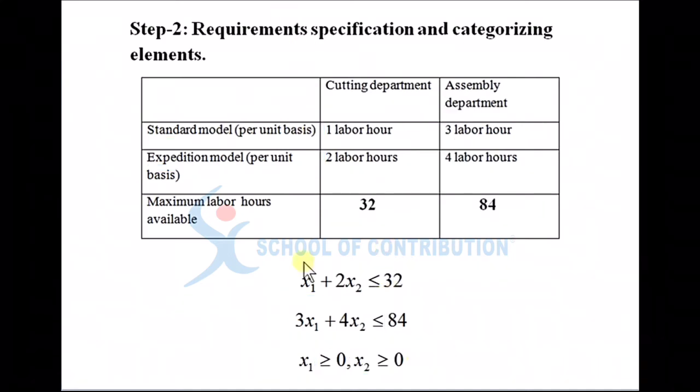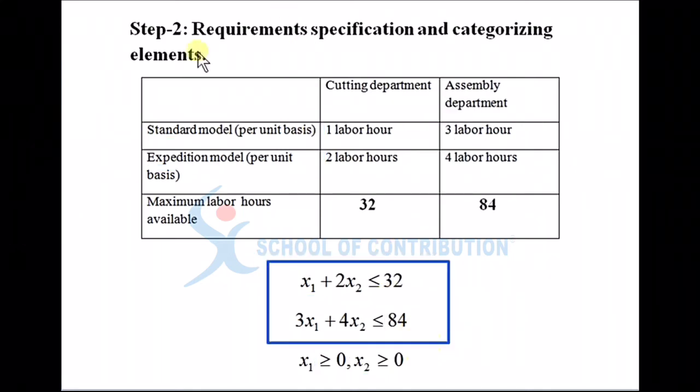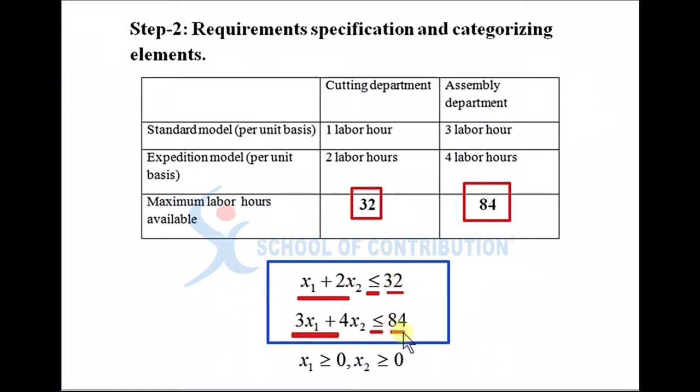So we see that these are our two constraints. Because maximum labor hours means we have a maximum limit, we use the less than or equal sign. This resource use should not exceed the maximum limit of 32 labor hours for the cutting department, and this resource use should not exceed the maximum limit of 84 labor hours for the assembly department.